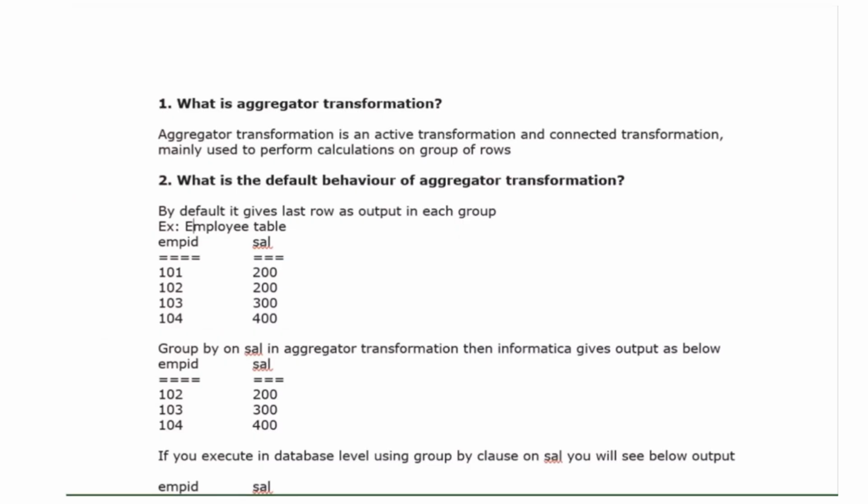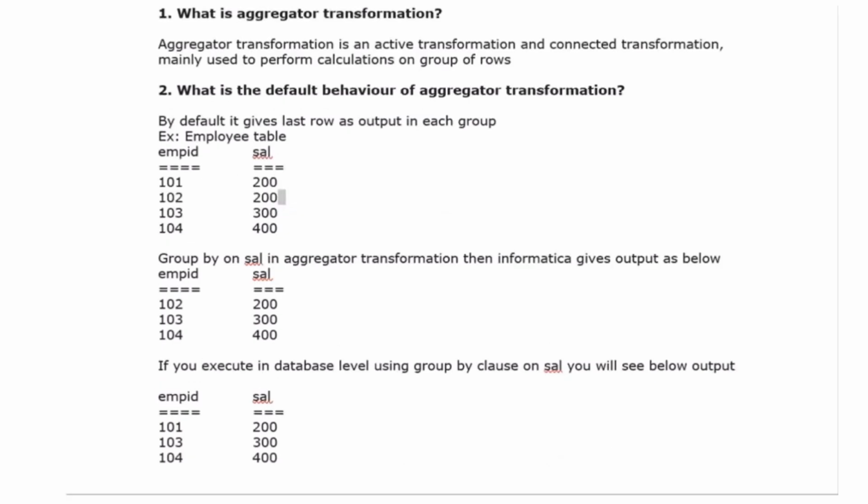So the first question is, what is the aggregator transformation? The aggregator transformation is an active transformation and a connected transformation. It is mainly used to perform calculations on groups of rows. The second question is, what is the default behavior of the aggregator transformation? By default, the aggregator transformation returns the last row as output in each group.